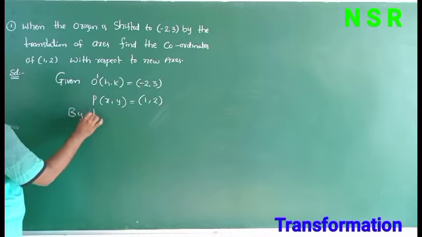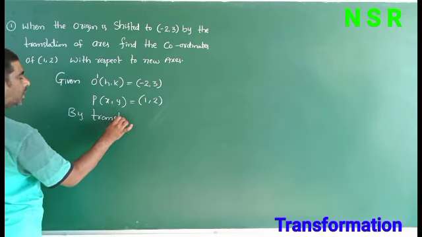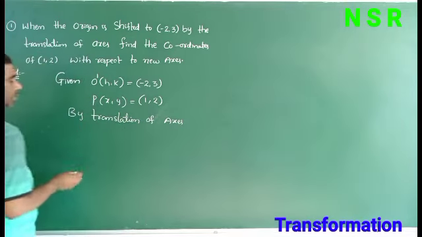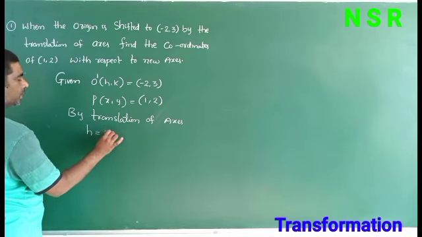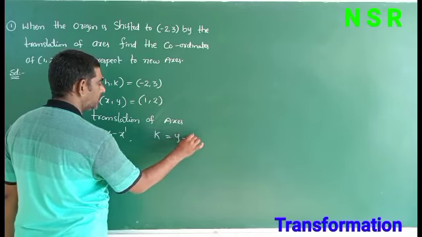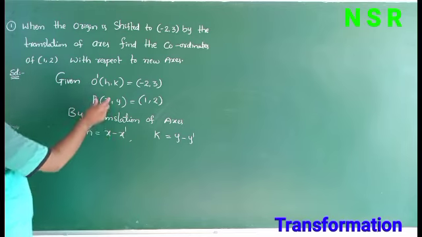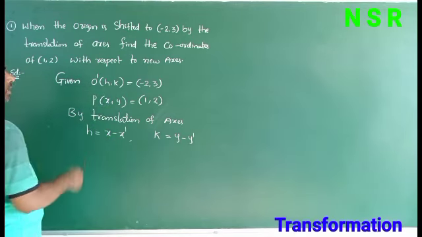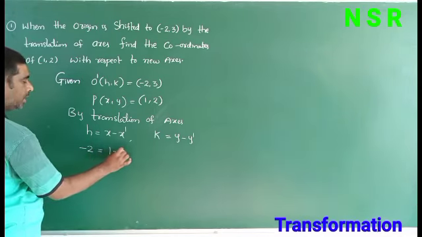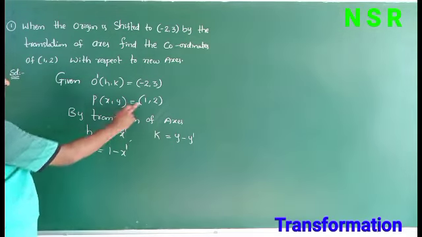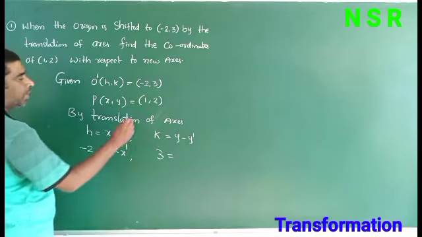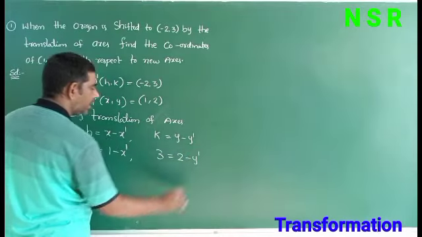By translation of axis, you know the formula: h is equal to x minus x dash and k is equal to y minus y dash. Now here we have the values of h comma k and x comma y, so substitute here. The h value, minus 2, equals 1 minus x dash, where the x value is 1. Next, k equals 3, and the y value is 2 minus y dash.